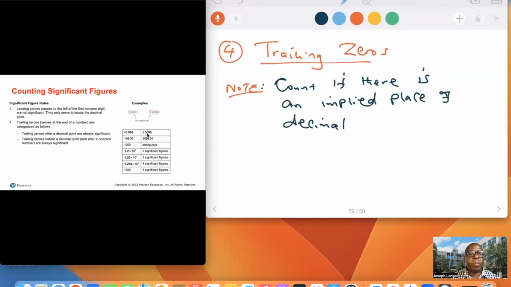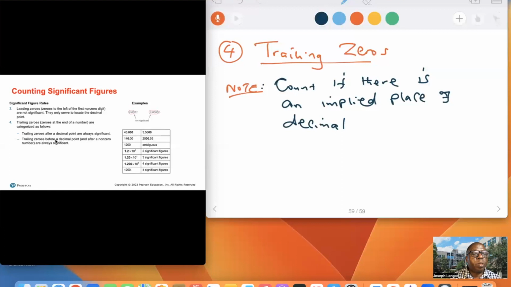1, 2, 3, 4, 5. It has 5 significant figures. They come after the place of decimal. It's different from the trailing zeros. Leading zeros: there is no non-digit zero here, but you take note that there are non-zero digits, and then there is a place of decimal, and then they count.